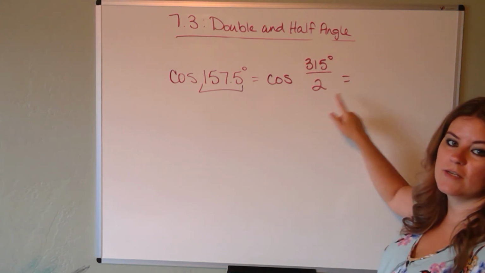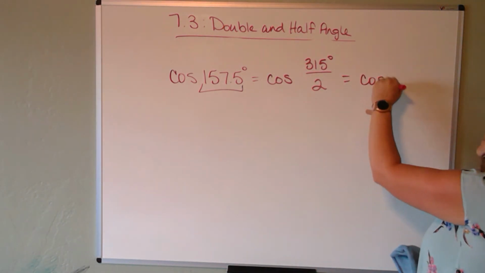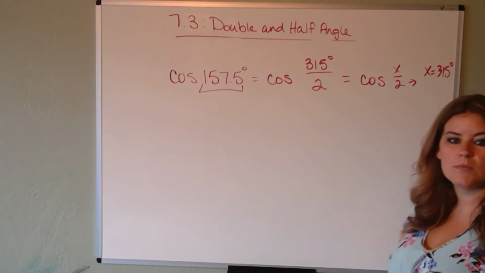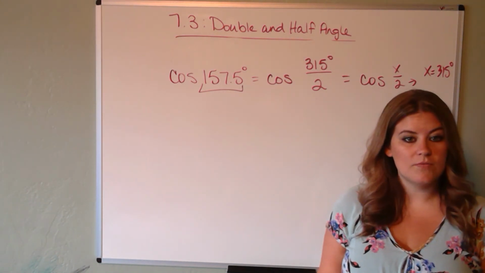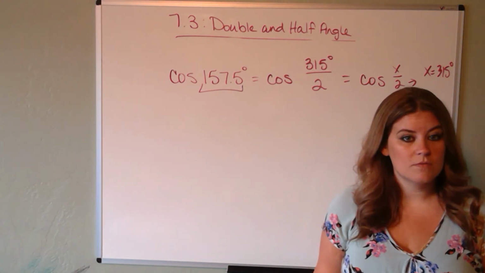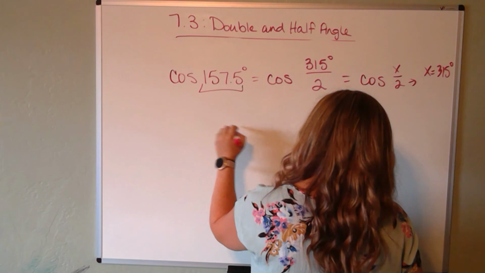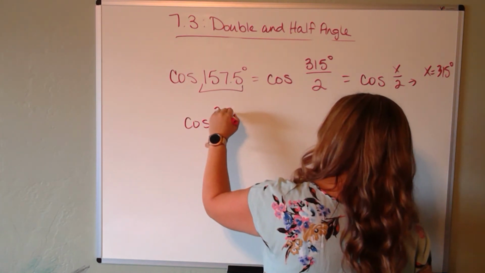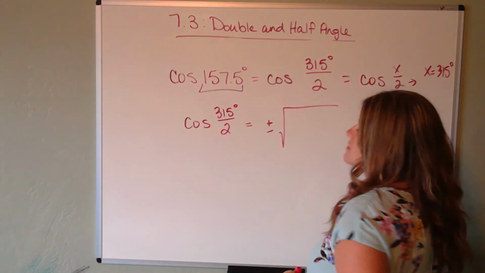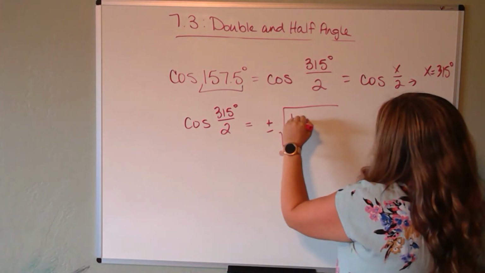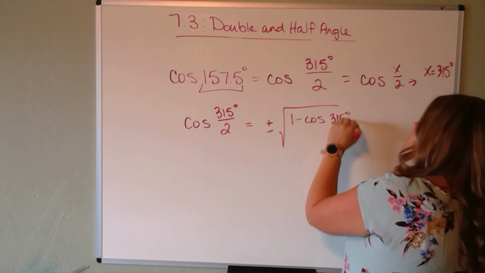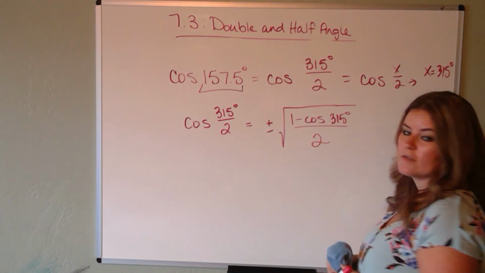X over 2, guys, cosine of x over 2, where x is 315. So that's what we're looking at here. We're going to be on our unit circle looking at 315. I need to go to my list of identities and find the cosine of x over 2. So the half angle identity for cosine. So the cosine of 315 over 2 equals, so it's a plus or minus, it's a square root. It's 1 minus cosine of x, remember x is 315, over 2. And then I start putting in values.